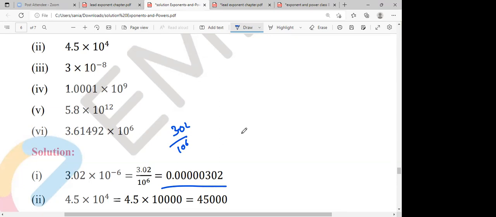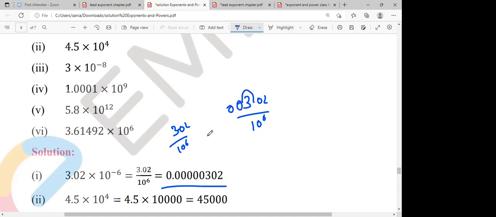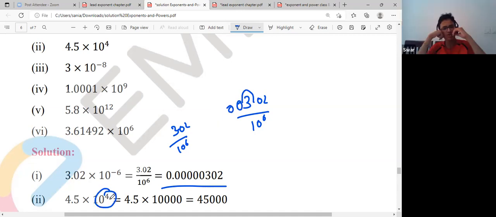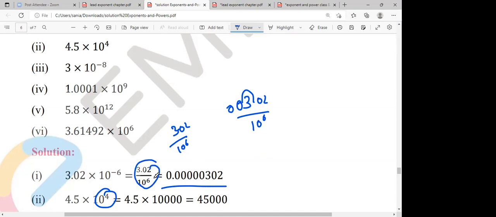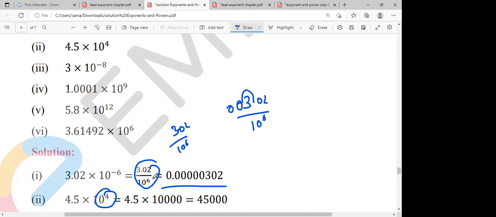You just have to remember one thing. When you are solving this with the minus part, how are you going to solve it? 3.02 divided by 10 raised to the power 6, so six zeros will be put over here. Ma'am, do I have to show all these steps? You have to write 3.02 upon 10 raised to the power 6. But in my school they haven't done anything like this. Maybe it depends on the examiner. If they have done it directly, you can do it directly, not an issue. Still, your marks won't be deducted for this.